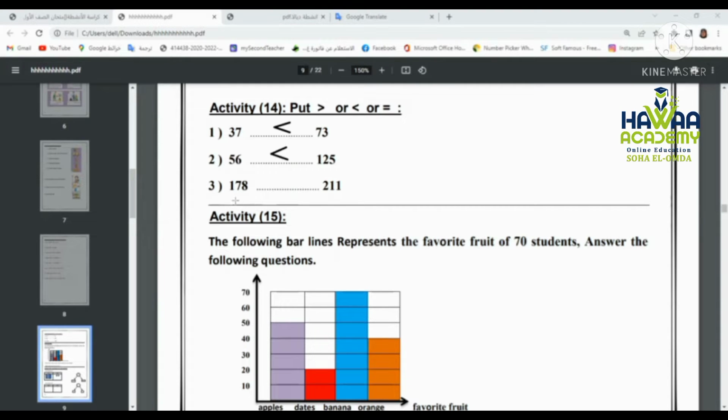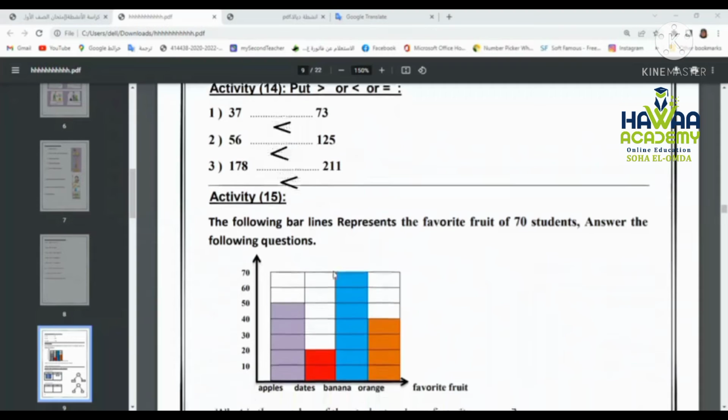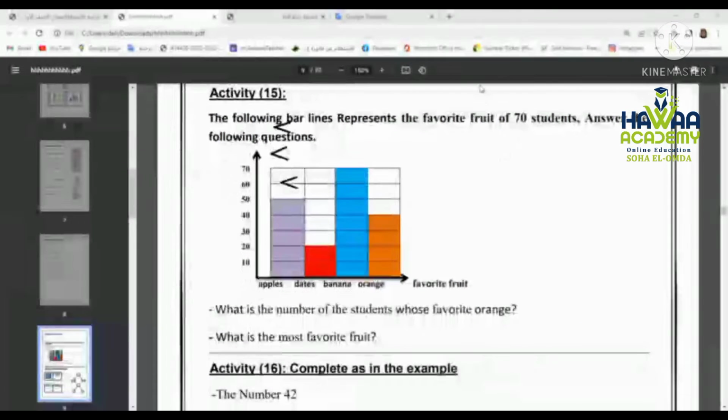Here we have two 3-digit numbers, so we need to compare each digit together. We have 178 and 211. Here 100 and 200. Obviously, which one is greater? It's 200. So 178 is smaller than 211. Very good, everyone.